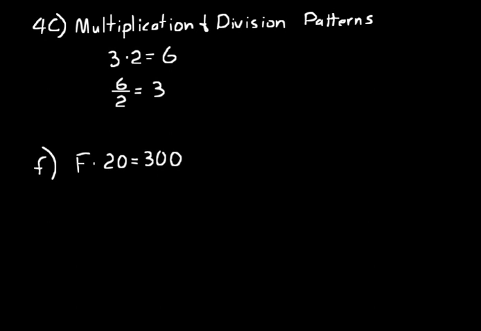F times 20 equals 30. We have a missing value in there, and so we just think of our patterns here. We know that division undoes multiplication, and these are like those addition and subtraction pattern problems where we had 2 known parts and 1 missing part.